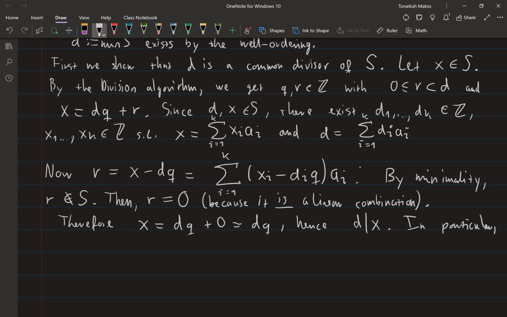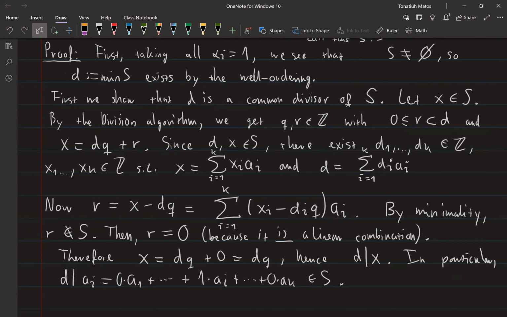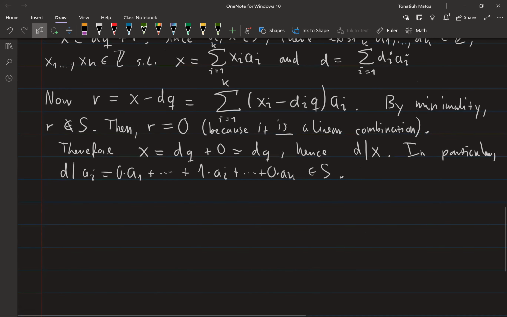In particular, d divides ai because ai is, of course, a linear combination of the ai's, right? ai can be seen as a1 times 0 plus dot dot dot plus 1 times ai plus 0 times ak, right? Just set all coefficients equal to 0 except the one that you care about, the ith coefficient, and then you have ai, right? So this is obviously an element of S. And then we're done. We have shown that D is indeed a common divisor to everything, right? We have yet to show that it is the greatest common divisor.